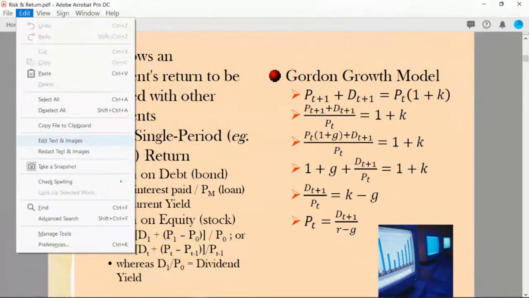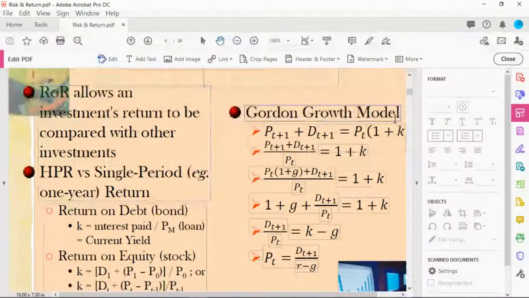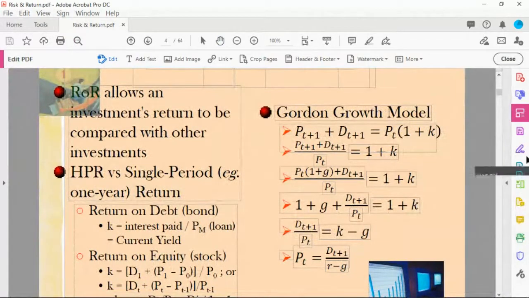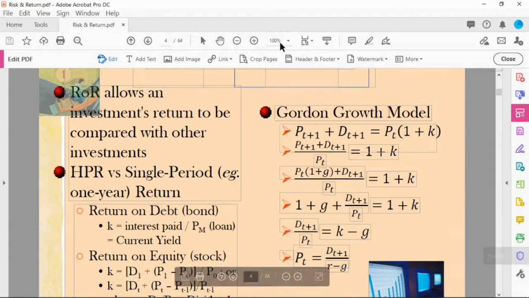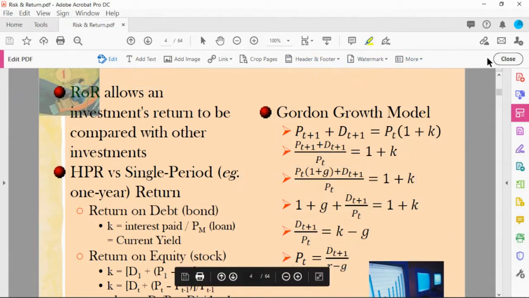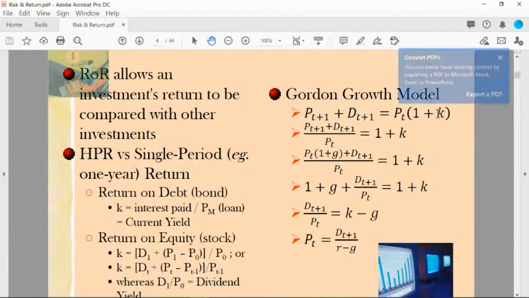Edit text, maybe. No, it's not it. But let me keep the... or highlighter. At least I want to use highlighter. I use highlighter. Yes. Let's do this.